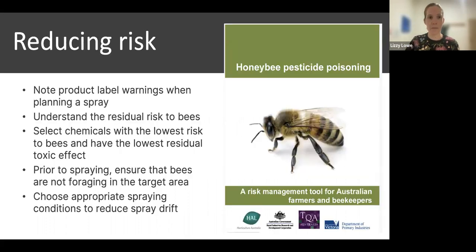So more ways that we can reduce these risks is to really make sure you pay attention to the labels of the sprays that you're using and about dosage rates and when to use them, and understand this residual risk to bees. So some chemicals will have an instant risk and others will actually stay in the environment for a longer period of time. They might get taken up into the pollen and that's where they present the risk. And always select the chemicals with the lowest risk to bees and the lowest residual risk.